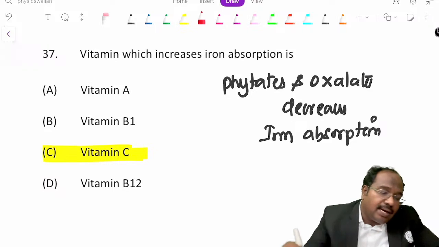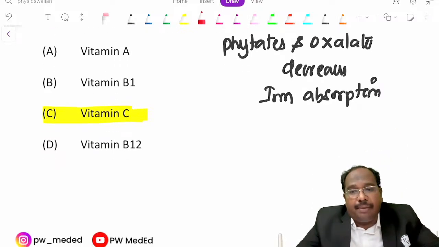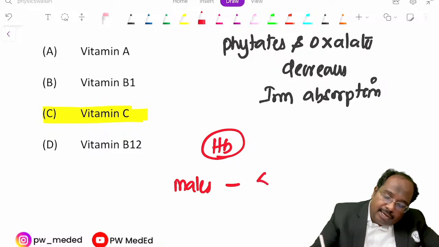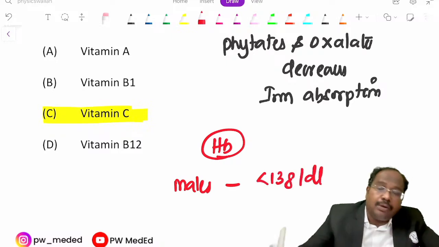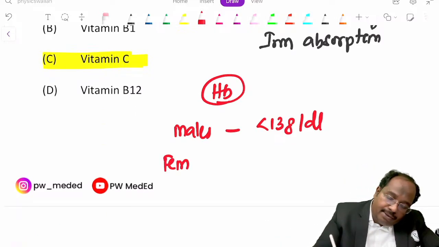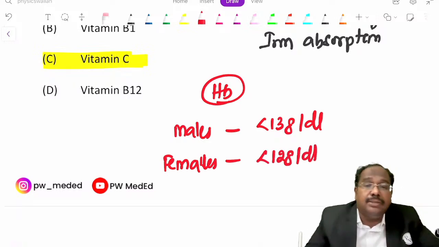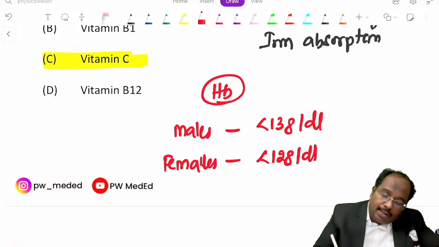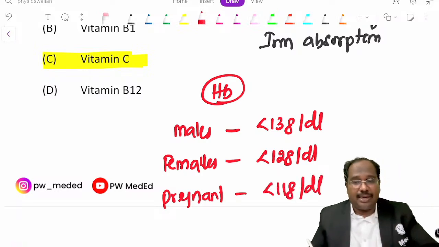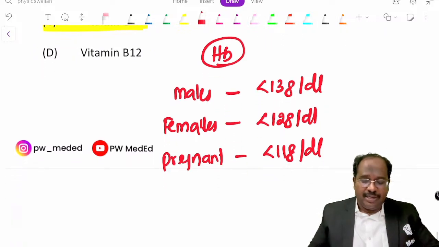What is the cutoff value to call a person anemic based on hemoglobin value? For males, less than 13 grams per deciliter, they are called anemic. For females, less than 12 grams to call them anemic. Pregnant females, less than 11 grams to call them anemic.